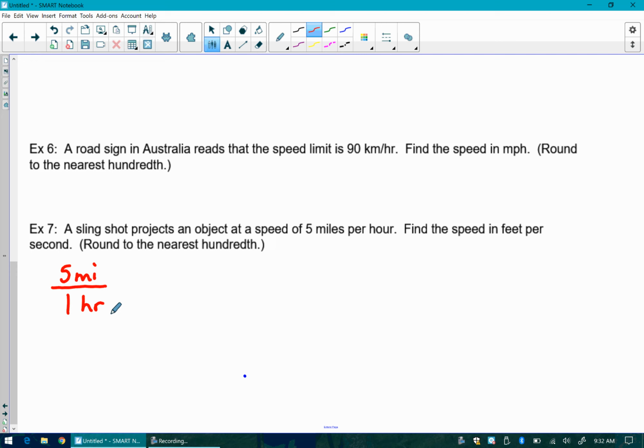Now what makes this one a little bit harder than example 6 is that this one is asking us to convert these miles per hour into feet per second. So what that means in this problem is I have to get rid of the miles and convert them to feet, and I've also got to get rid of the hours and convert those to seconds. When you go back and do example 6, you won't have to convert both of the units, okay? You only have to convert one of them.